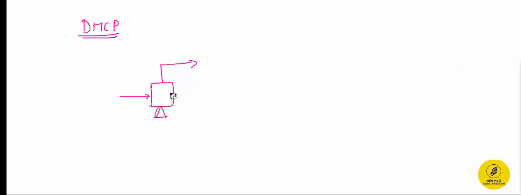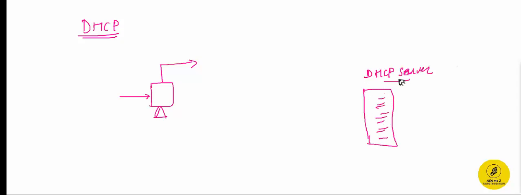By default, the client machine does not know where the DHCP server is. So maybe the DHCP server is sitting somewhere here. Let's say this is the DHCP server. But the client machine doesn't know that there is a DHCP server or what the IP address of that DHCP server is. Now, how does it figure it out? So the client sends a discover packet, trying to discover the DHCP server.